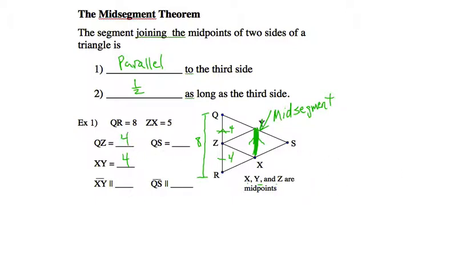Now I'm going to change colors so we can look at a different midsegment. ZX, I'm told, is equal to 5. But again, Z and X is connecting a midpoint to a midpoint, so it should be parallel and 1/2 as long as the third side, which would be QS. So if ZX is supposed to be 1/2 the third side, then QS must be 10, or double that midsegment. So QS would be equal to 10. And QS is going to be parallel to that midsegment of ZX, while XY, that midsegment, is parallel to QR.